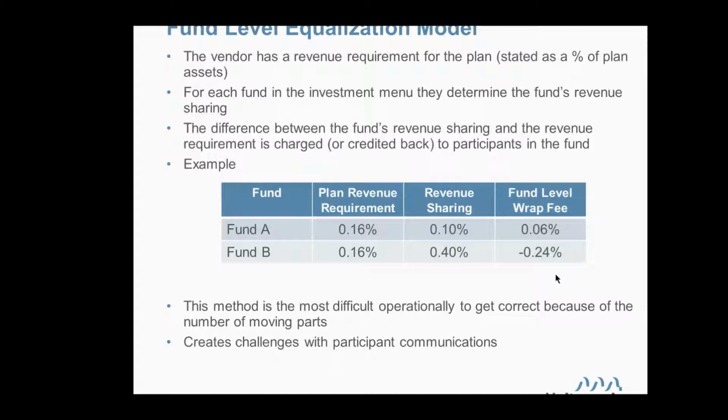This method is really difficult operationally to get correct because of the number of moving parts. It creates challenges with participant communications because some funds are getting credits, some funds are getting debits, but in the end, it's a very equitable way, in my opinion, to assess the fees to make sure that everybody is paying an equitable amount, as in everyone is paying 16 basis points.